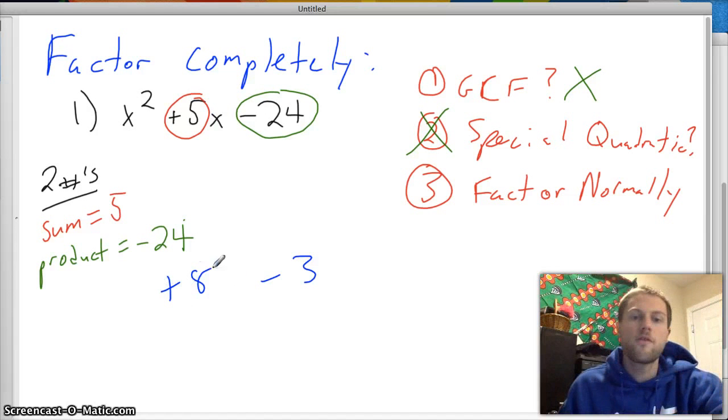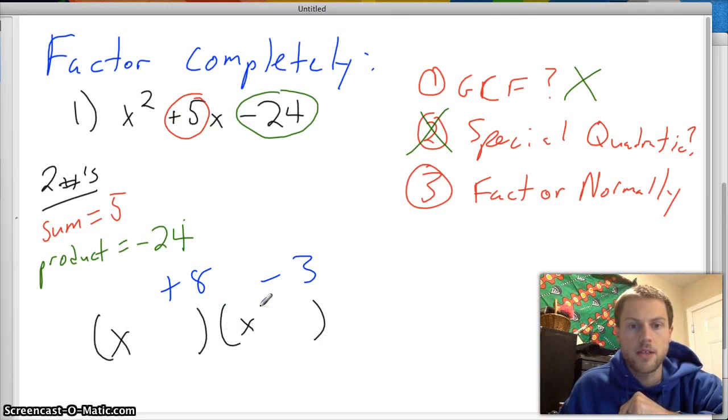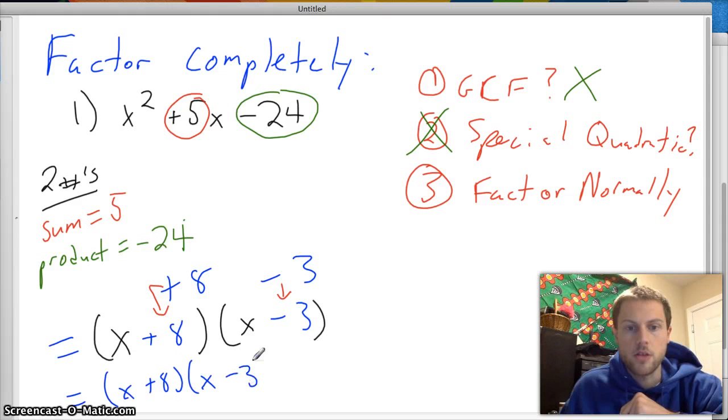So why do I want to find these two numbers, the positive 8 and negative 3? Well, those are the two numbers that become the back ends of the binomial factors that I'm building. So I can fill in my x's, and what am I going to put inside? Well, I'm going to take this plus 8, and I'm going to add plus 8. I'm going to take this negative 3, and I'm going to build the binomial x minus 3. My fully factored form is going to be x plus 8 times x minus 3.